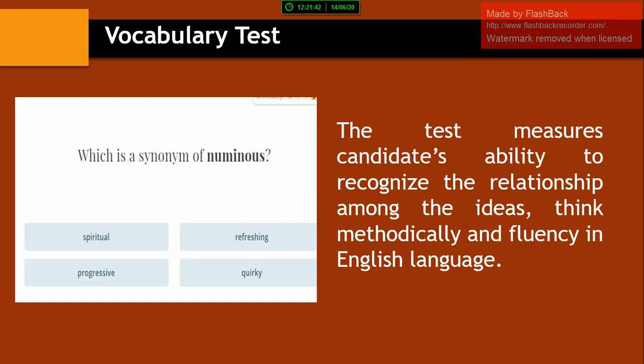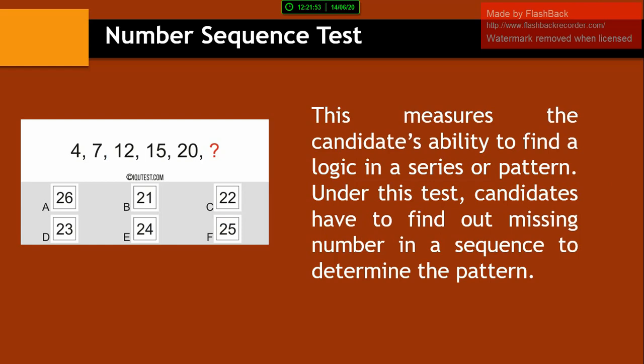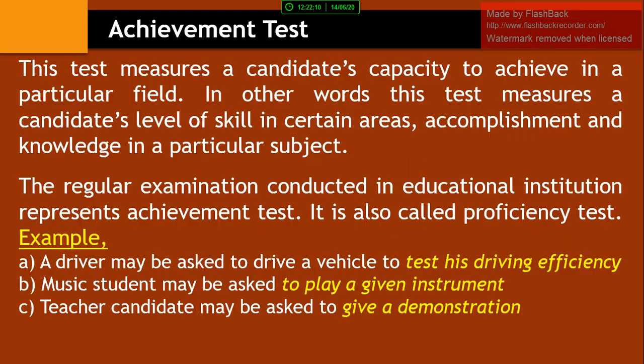Vocabulary test. Through this we can measure the candidate's English language fluency. Number sequence test. Here they will give different types of sequences of numbers, and the candidate has to find the missing numbers. With this test we can measure the candidate's ability to find a logic in a series or pattern.